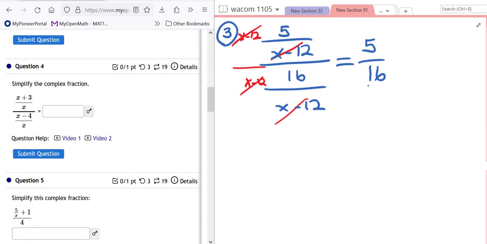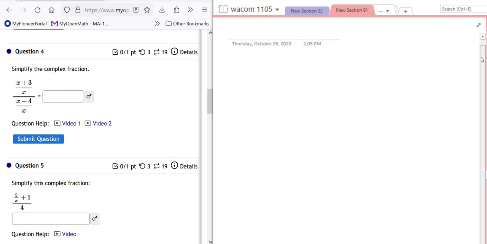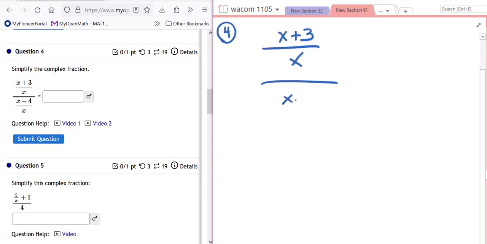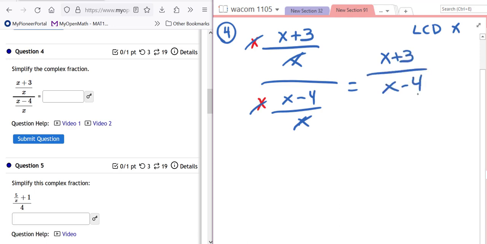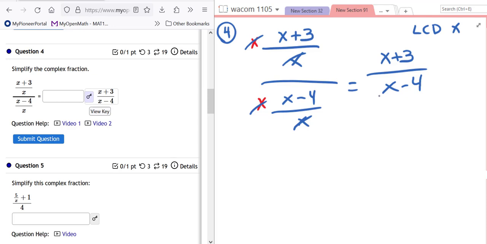The next one is also going to be nice. We have x plus 3 over x and x minus 4 over x. Your LCD is x. So we'll use an x up here and an x down here, and they're going to cancel out. And so you are left with x plus 3 over x minus 4. Remember, you do not cross off any of those. You would have to factor to see if it will reduce, but it doesn't factor. So that is your answer.